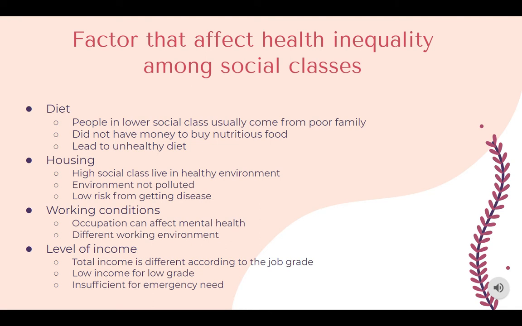Second factor is housing. High social class normally live in healthy environment where the environment is not polluted, so the risk of getting disease is very low. And the third is working condition. Occupation can affect mental health of someone. This is because of the different working environment between the social classes.